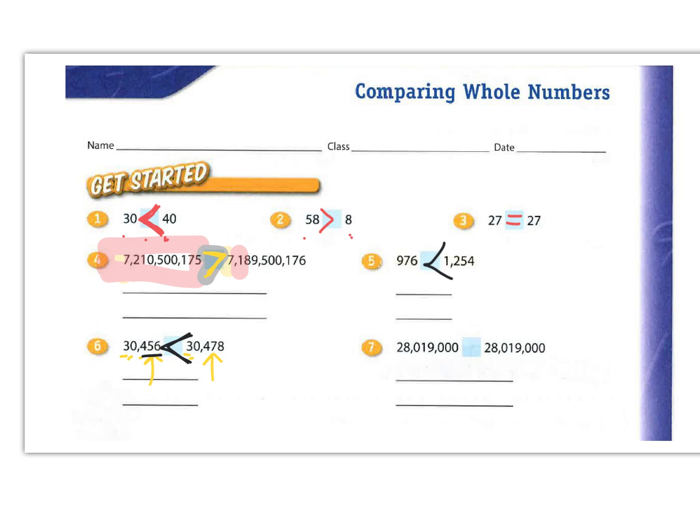All right, and this last one, let's look. We got a 2 and a 2, both in the 10 millions, an 8 in the millions, a 0 in the 100,000s, a 1 in the 10,000s, a 9 in the thousands, and then zeros. So that means that this is equal. It is the same as each other.